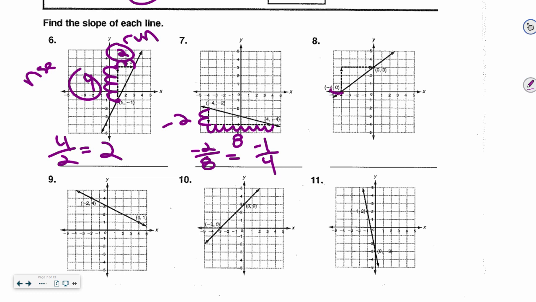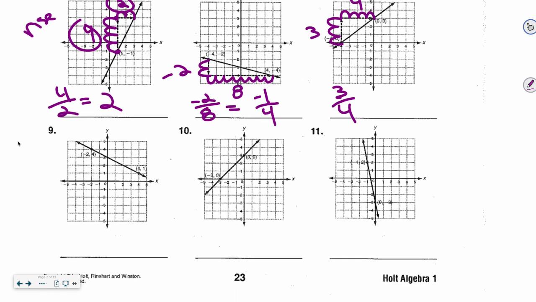Same thing here. 1, 2, 3. Now I'm going up 3. 1, 2, 3, 4. I got 3 over 4. I can't simplify it at that point, so I'm done. The trick is slope is a fraction, so it is okay to leave it in fraction form. You just need to simplify it.